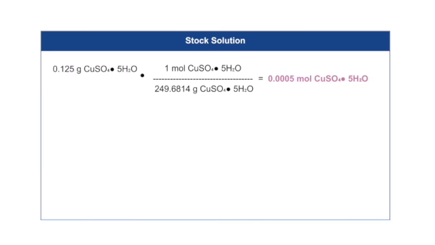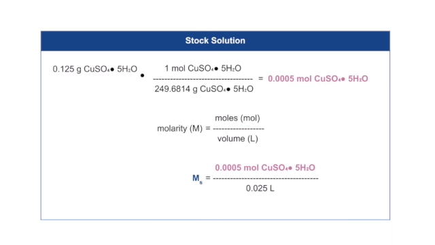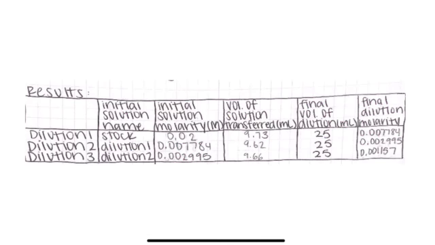We knew the formula for molarity is moles divided by volume in liters. So, to calculate the molarity of the stock solution, we divided our moles of copper sulfate pentahydrate by the 0.025 liters of solution we got when we filled the volumetric flask to the mark, arriving at a stock molarity of 0.02. Next, we used our stock to create our dilutions and calculated the dilution molarities as well.